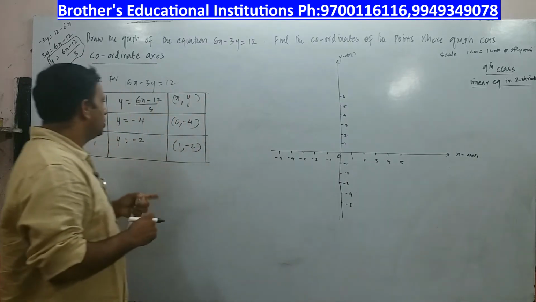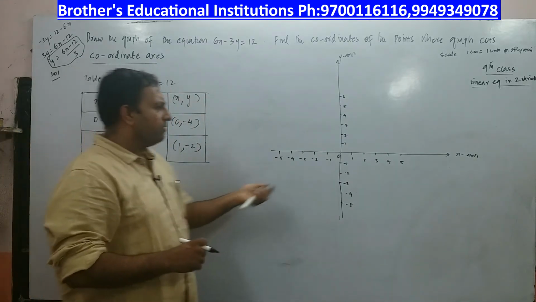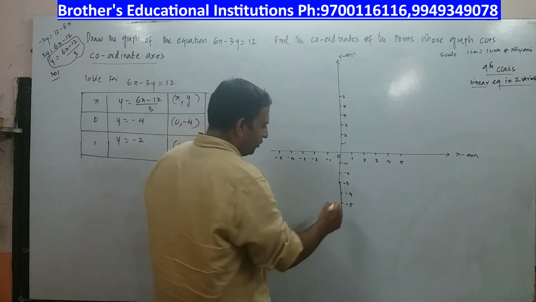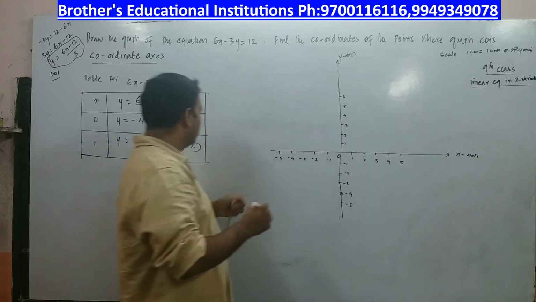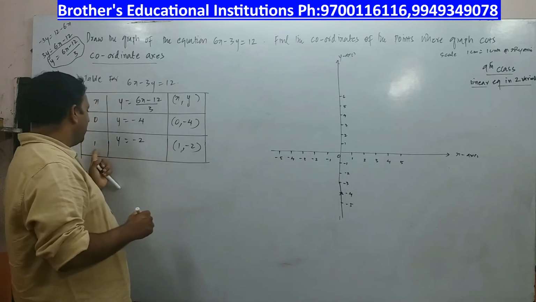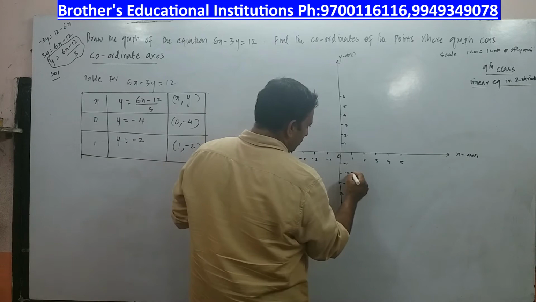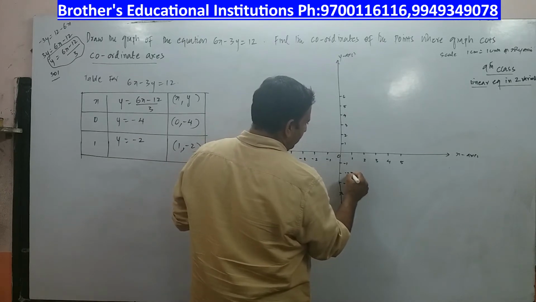Let us plot these 2 points, 0 comma minus 4. When x is 0, y value is plus 4 means above, minus 4 means what? Below. Cutting here. Next, x 1 comma minus 2. When x is 1, y value is minus 2. So it is here. Alright.